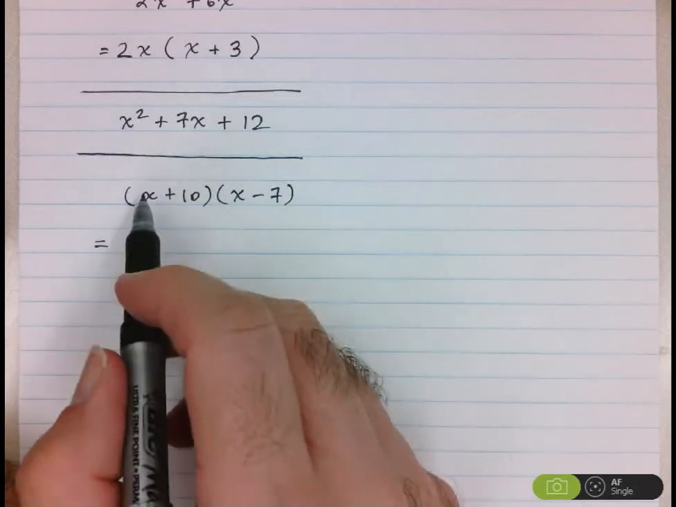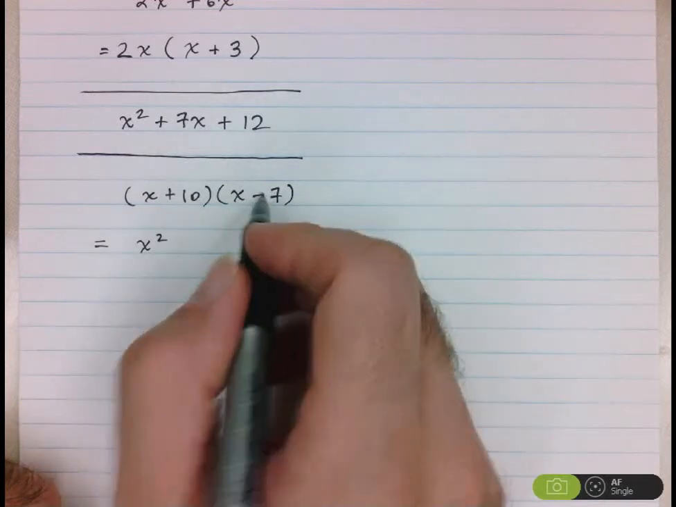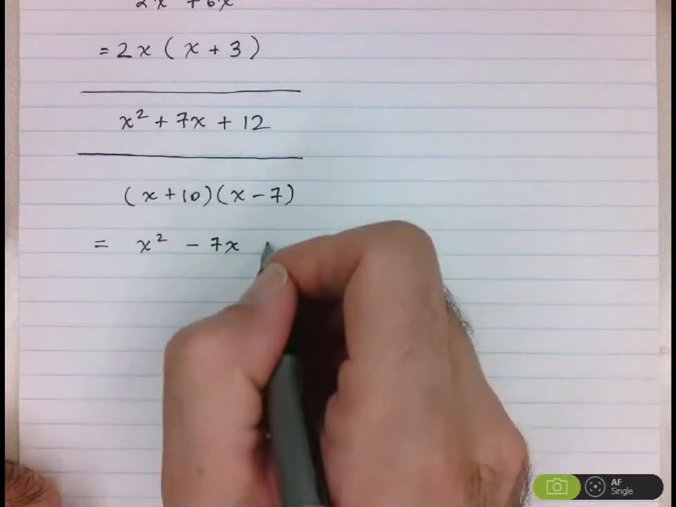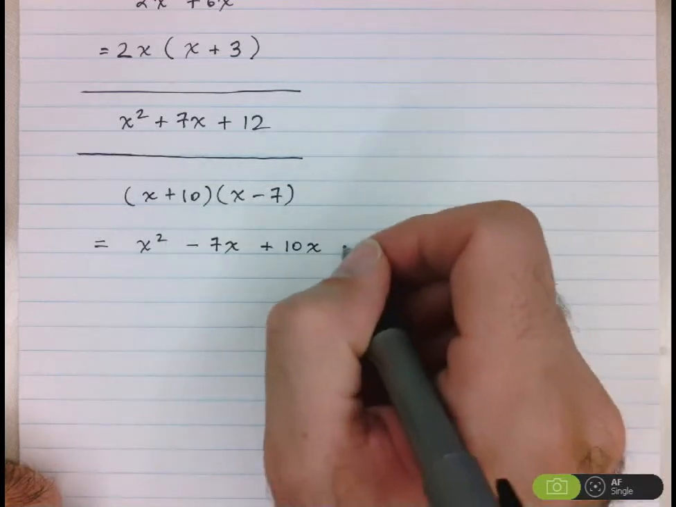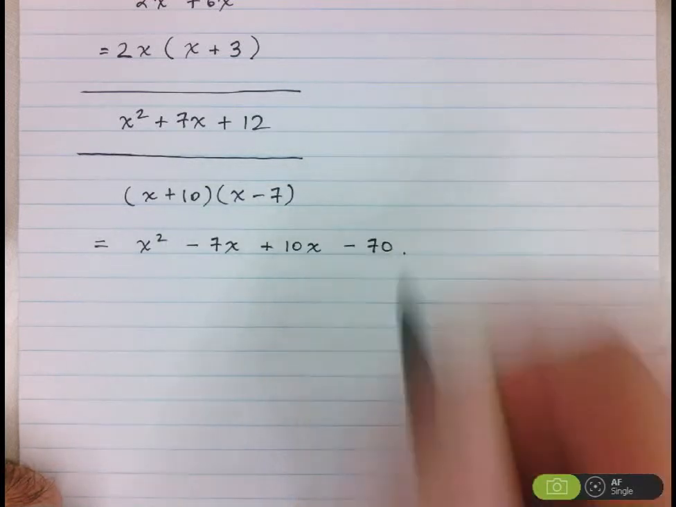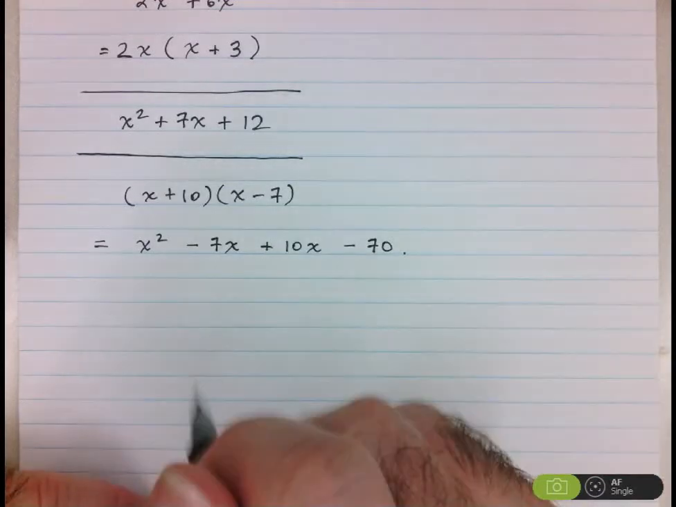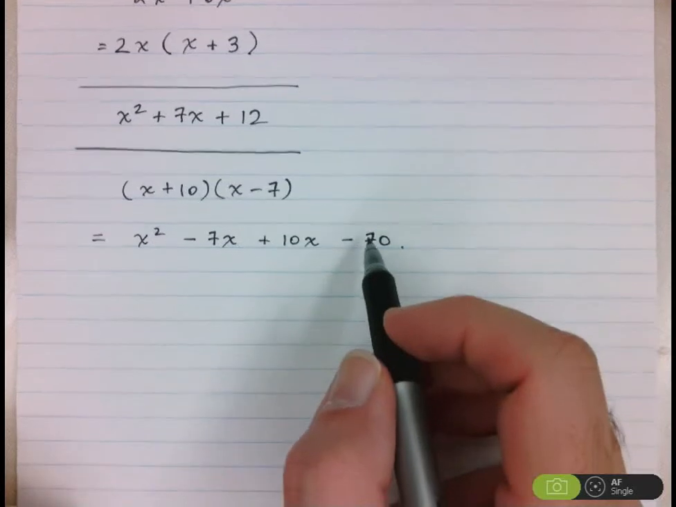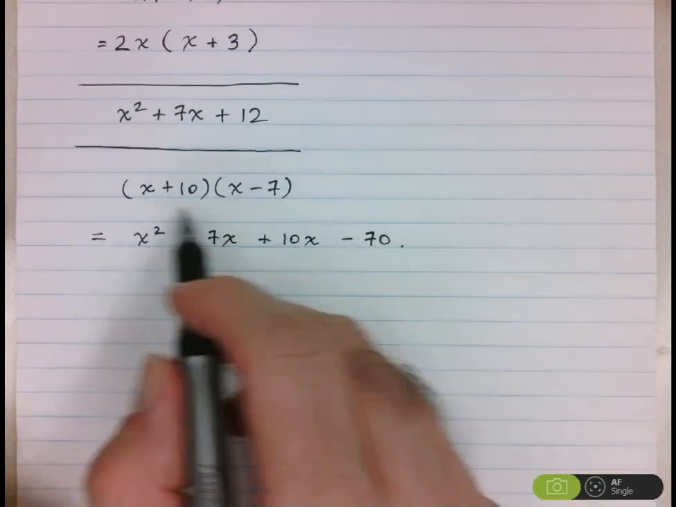So let's FOIL it. x times x is x squared. x times negative 7 is minus 7x. 10 times x is plus 10x. And then 10 times negative 7 is negative 70. So what we have here is now the expanded form. And I want to relate this expanded form to what I started off with originally.